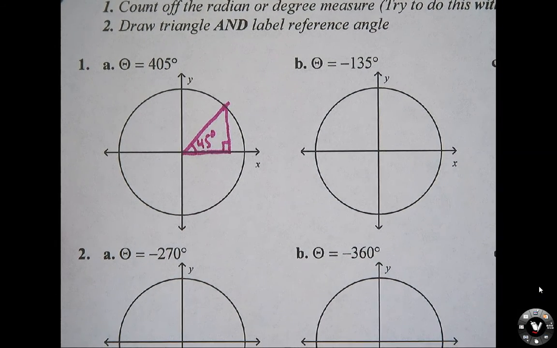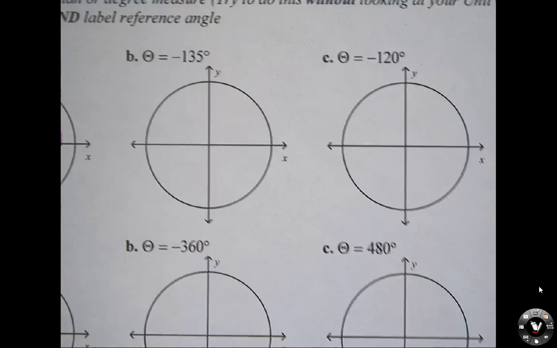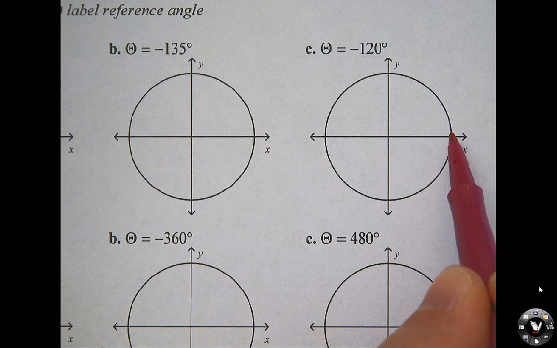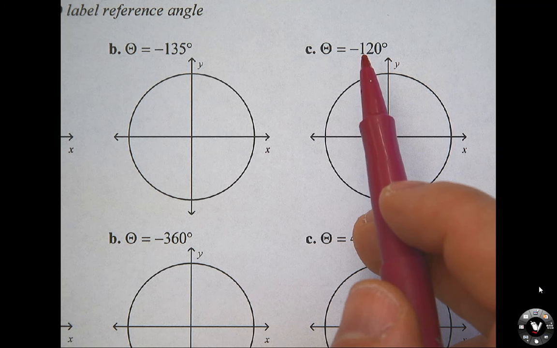Let's try another one. Negative 135. Well, that's another 45. I'm going to skip that one. Let's go over here to the negative 120. So negative 120 degrees. I always think about it in terms of what are the nice angles: is this a 30, a 45, or a 60?